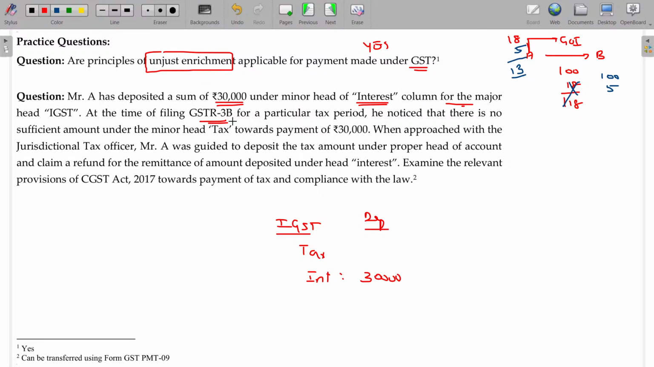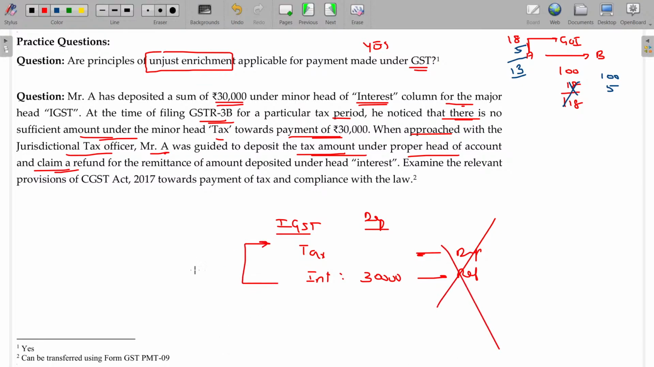At the time of filing GSTR-3B for a particular tax period, he noticed that there is no sufficient amount under the minor head tax towards payment of 30,000 rupees. Then, when he approached the jurisdictional tax officer, Mr. A was guided to deposit the tax amount under the proper head of account and claim the refund. So the officer told him he can claim the refund and asked him to deposit. Is it so? No, not required. You can simply ask him to transfer from here to here by submitting the GST PMT-09 form.